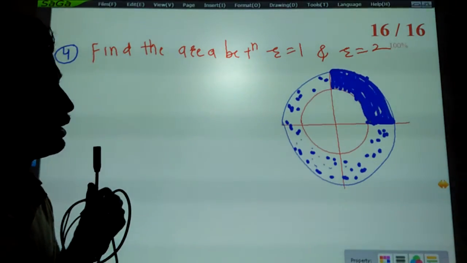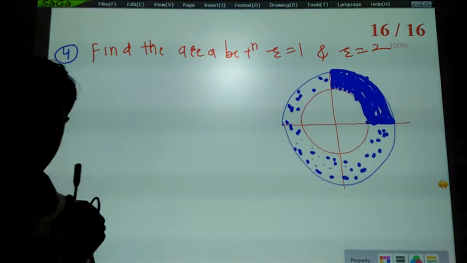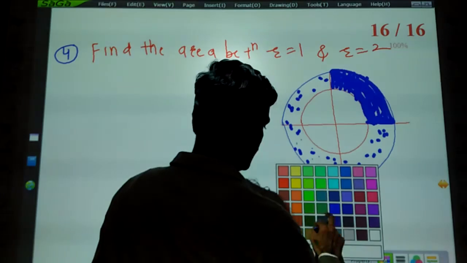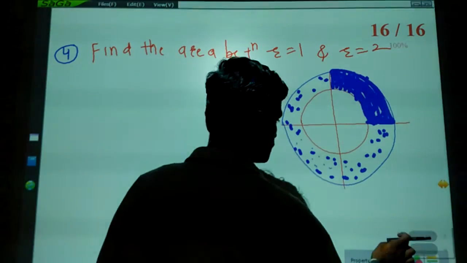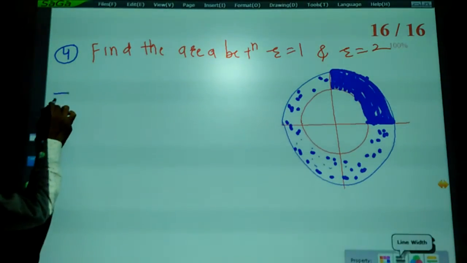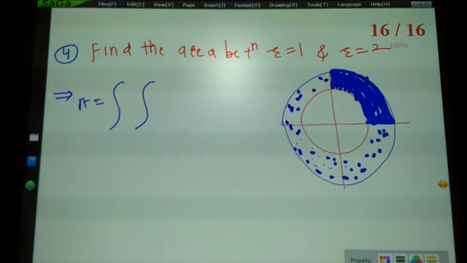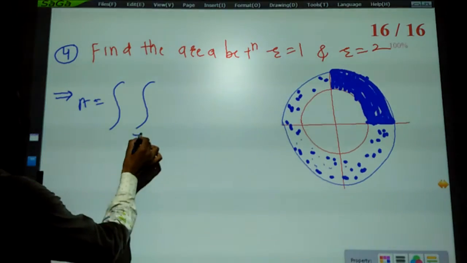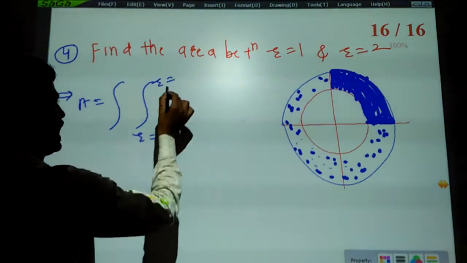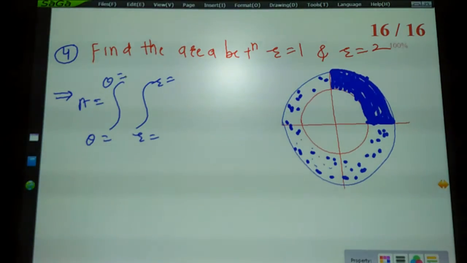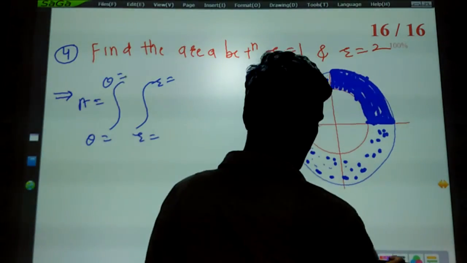So in that common part, what is the radius and what is the angle? So area A is equal to double integration. Okay, so here r is equal to, here theta and here theta. So it is very simple. What is the r? Suppose you have to draw one strip.